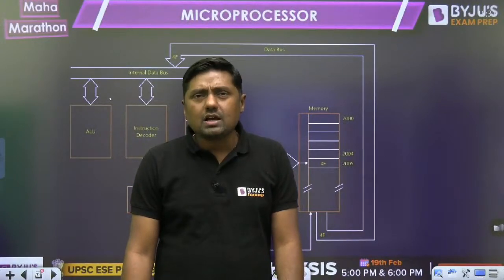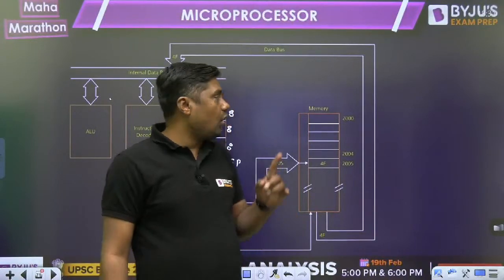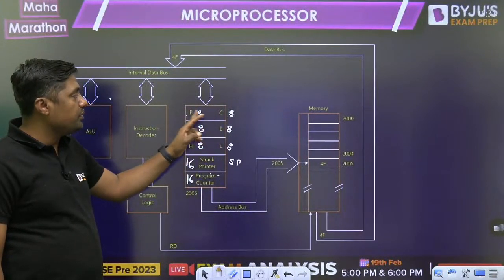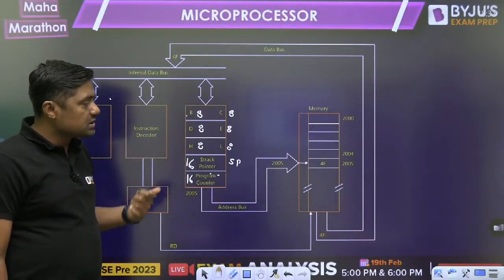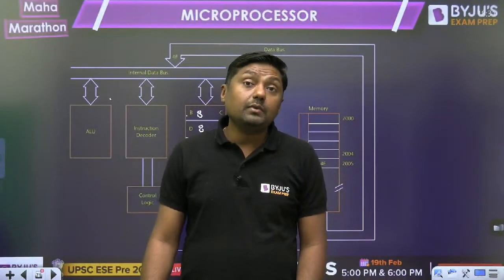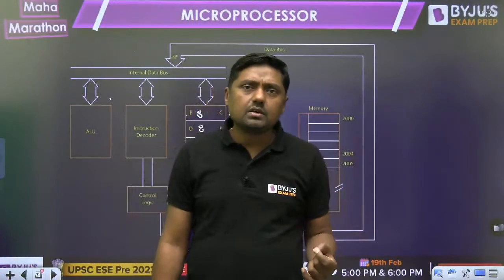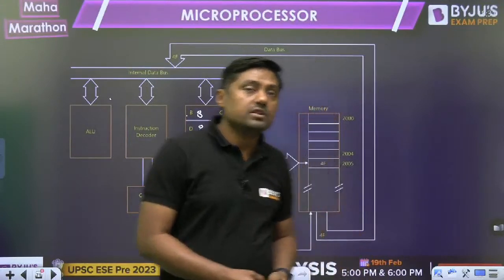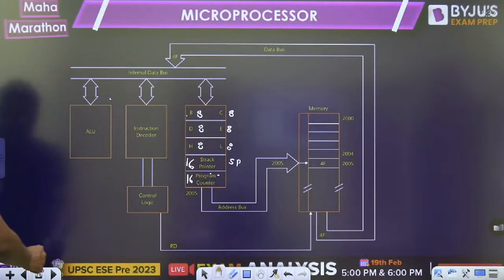And they will ask B, C, D, E, H or L. We can't make the pair of B with E, B with L. We can't make the pair of L and C, but we can make the pair of B, C only, D, E only and H, L only. Okay, so one by one we will discuss everything. When we are doing any arithmetic operation or logical operation, tell me, result will be stored in which register? Everyone tell me. So I think now the internal diagram is clear.